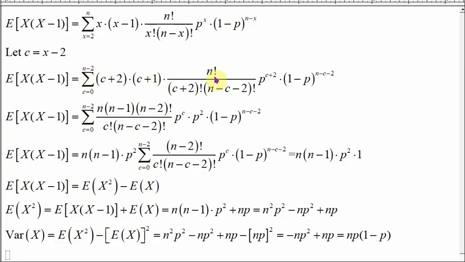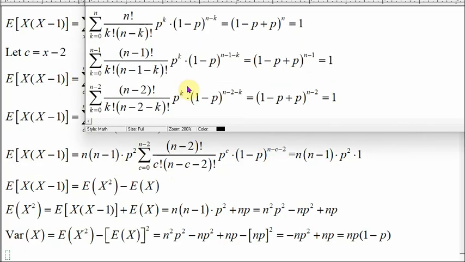And then the n factorial, which is n times n minus 1 times n minus 2 factorial. And then the p to the c plus 2, I rewrote it as p to the c times p to the second. And this summation here is with respect to c, so we can move the factor n and the factor n minus 1 to the front of the summation sign. And then I also move the p to the second to the front. And so what's left is this sum right here.